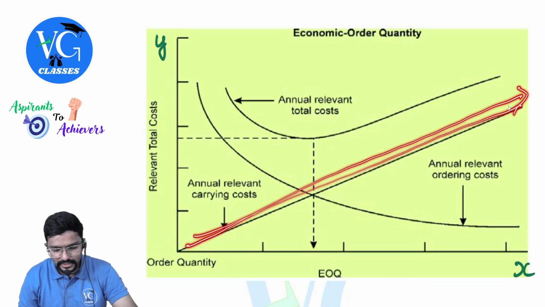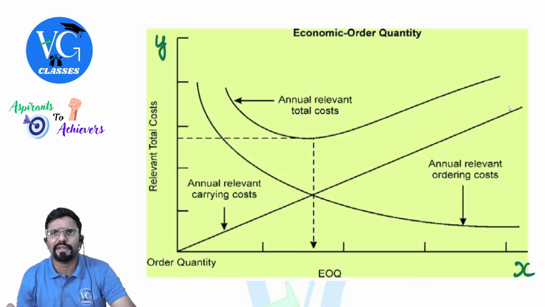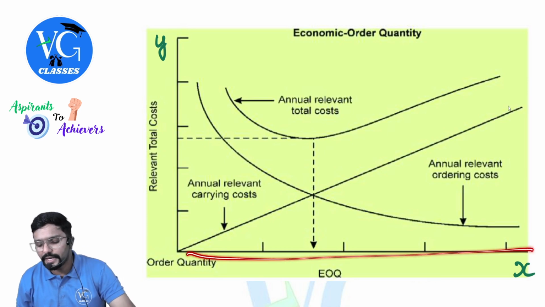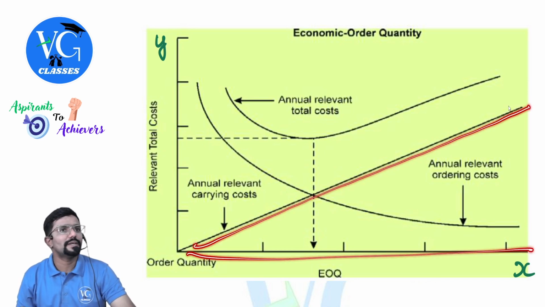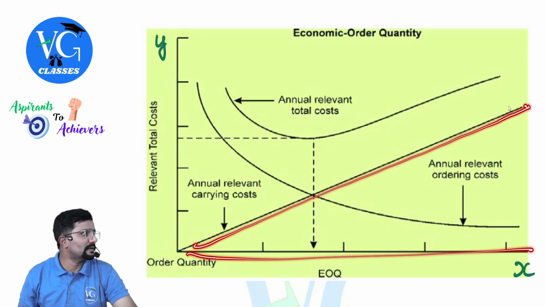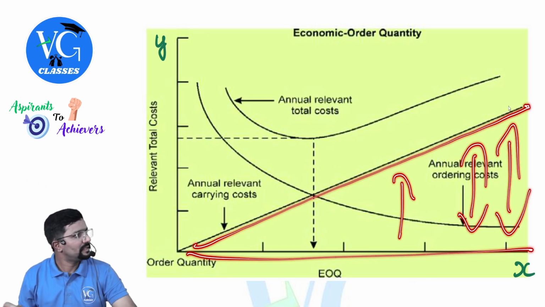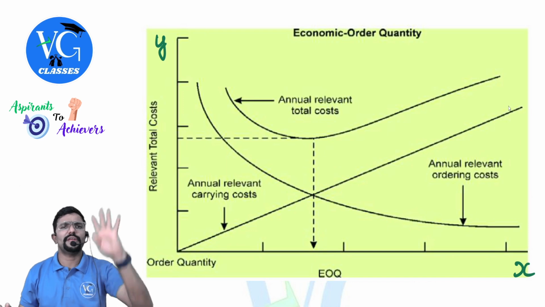So you can observe, as I purchase more quantity, my carrying cost goes up. This line is carrying cost. Higher the quantity, higher would be the carrying cost. You can see as the quantity increases, the gap is increasing; that means it is going up.